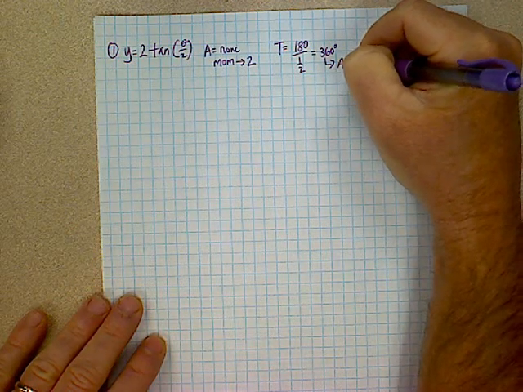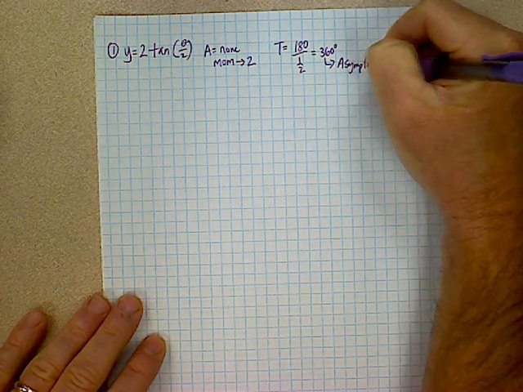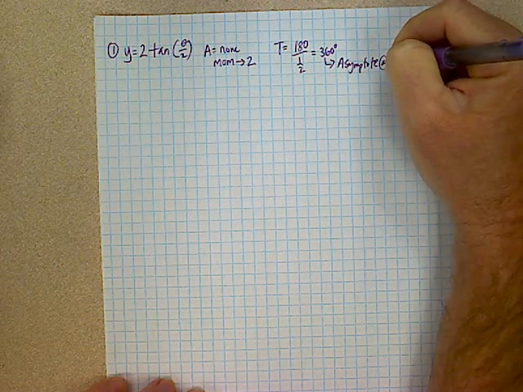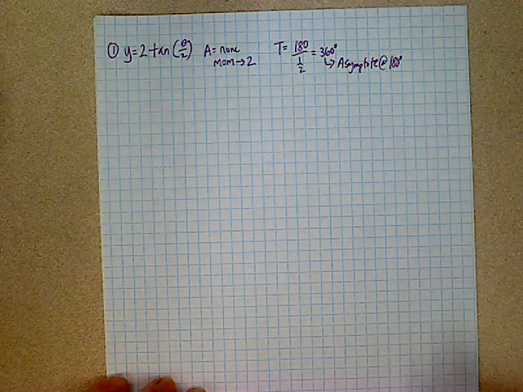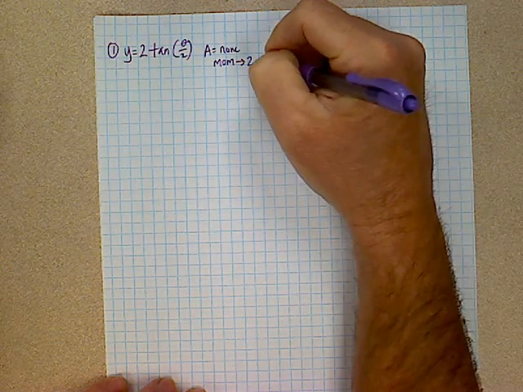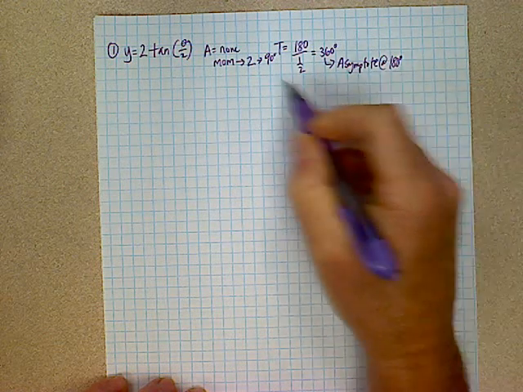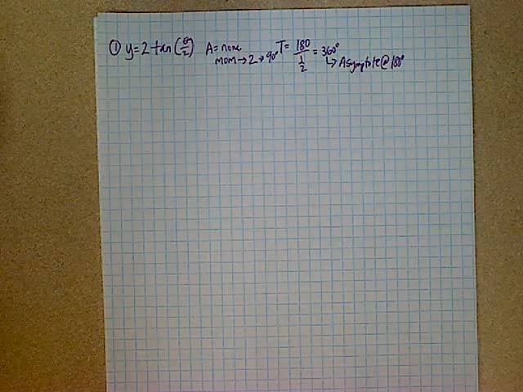An asymptote at 180 degrees. And the middle of the middle then is going to happen at 90 degrees. You take that 180, divide it by 2, and that's where that 90 comes from.